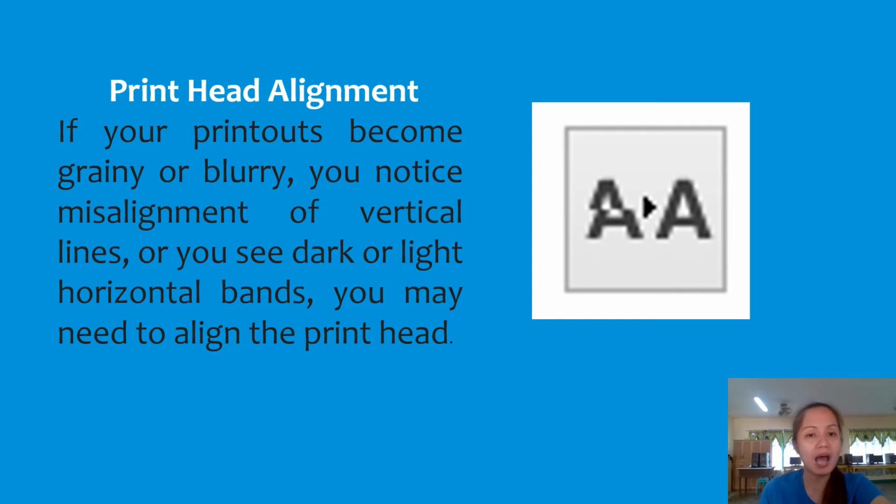If our printouts become grainy or blurry, and we notice misalignment of vertical lines, or we see dark or light horizontal bands, we may need to align the print head. So we now know what to do if we see this kind of error in our printout.